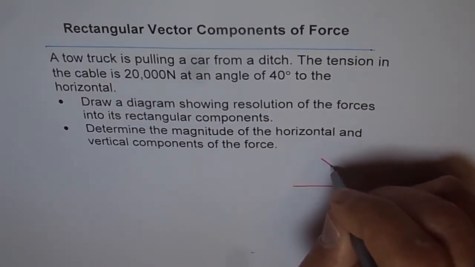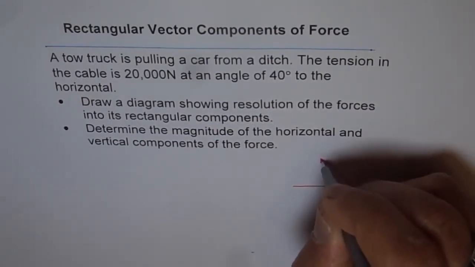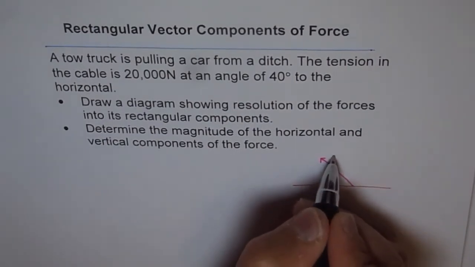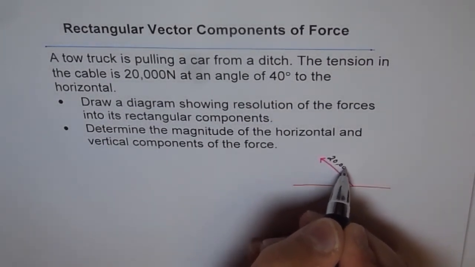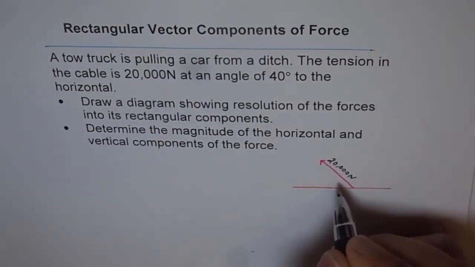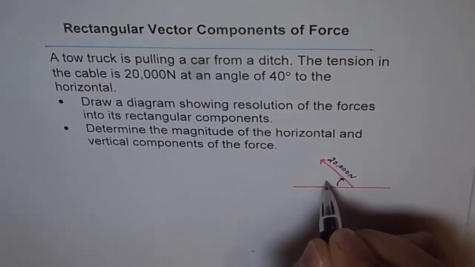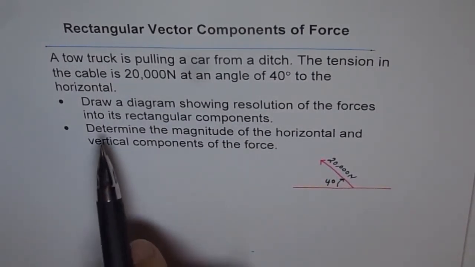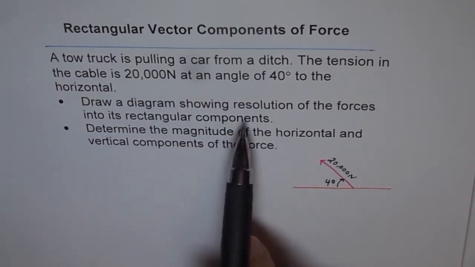Now since it is being pulled, let this be the force of 20,000 newtons. So we'll write 20,000 here. It makes an angle of 40 degrees with the horizontal. So that's the diagram. So this diagram shows the force.